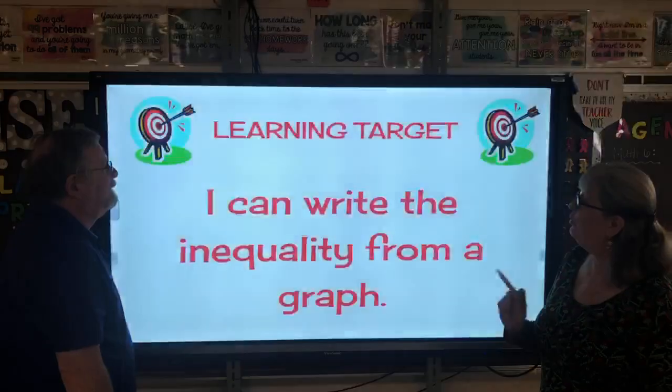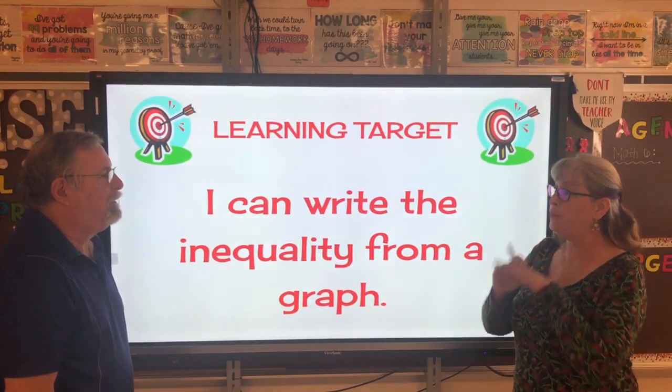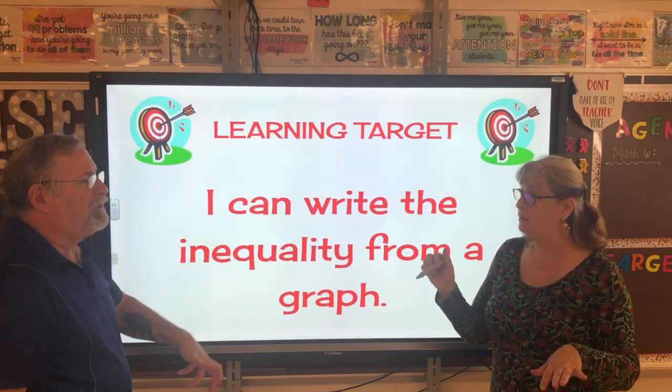All right, let's look at our learning target. I can write the inequality from a graph. So that means we're going to look at something that's already graphed and we're going to create the inequality. So all we're doing is writing the inequality.